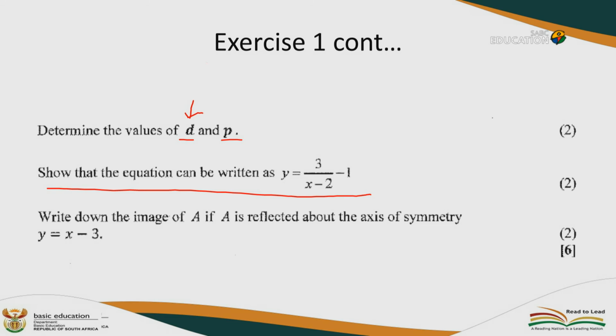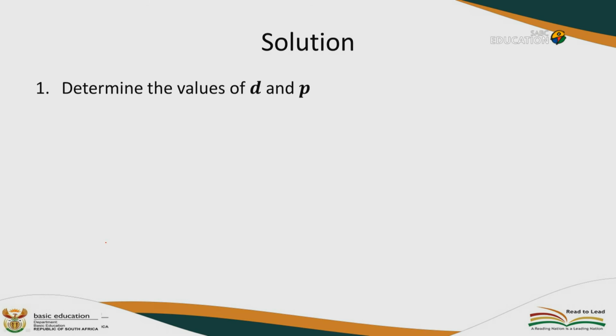And then for the last question, they say we need to write the image of A if A is reflected about the axis of symmetry given by the equation y equal to x minus 3. So we're going to do a little bit of a transformation here, which is a reflection. Now let us look at how we determine the values of d and p.